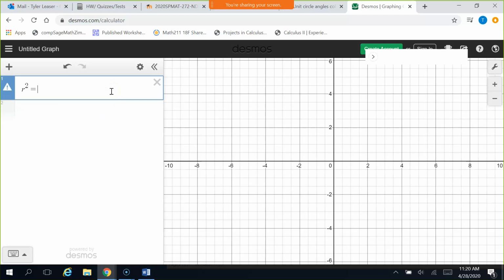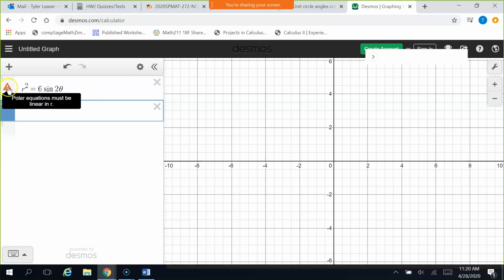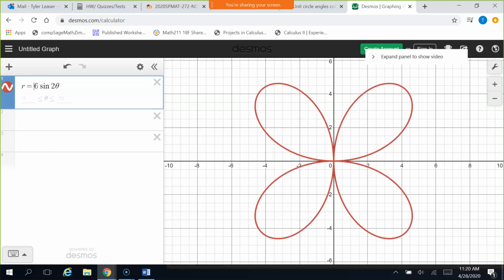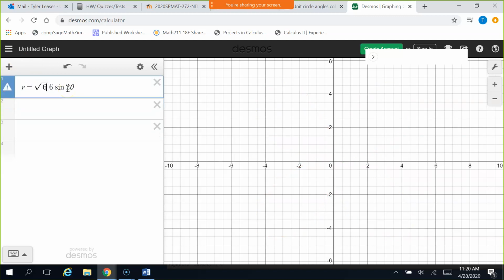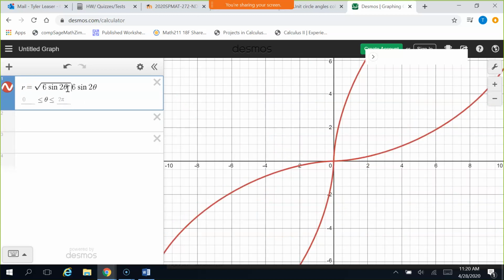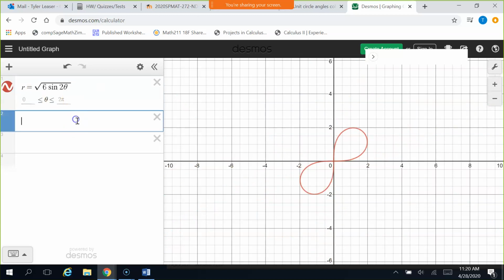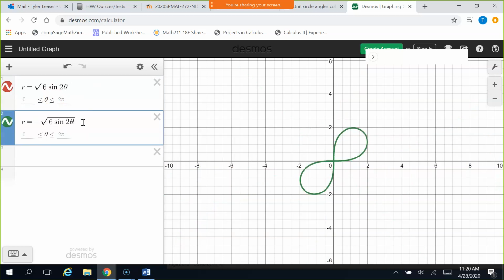R squared is 6 sine of 2 theta. Graph. So R equals the positive 6 sine theta. Or we need the square root, don't we? Sorry. Square root of 6 sine 2 theta. And then we also need to do r as the negative square root of 6 sine 2 theta.